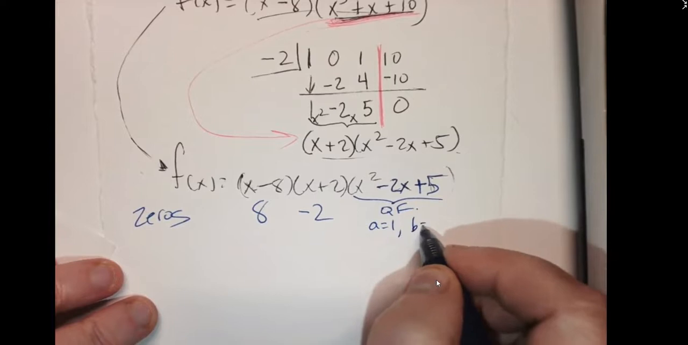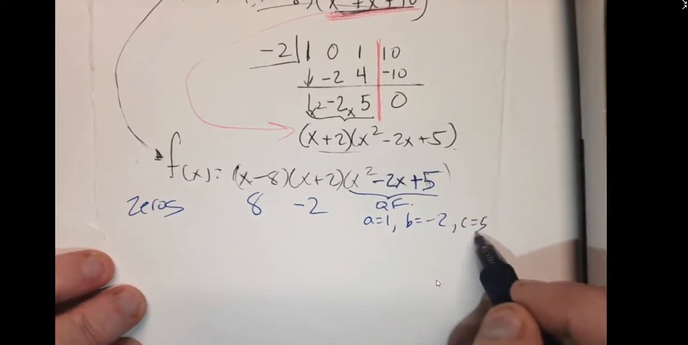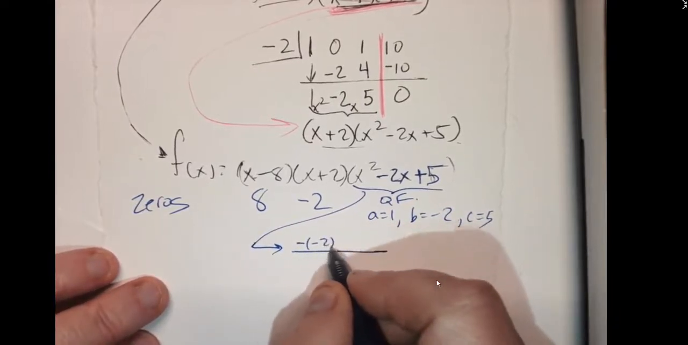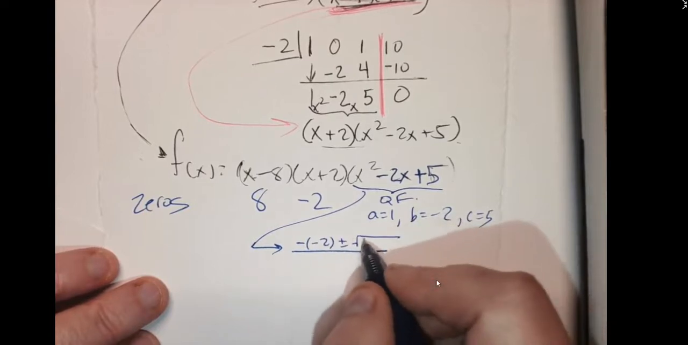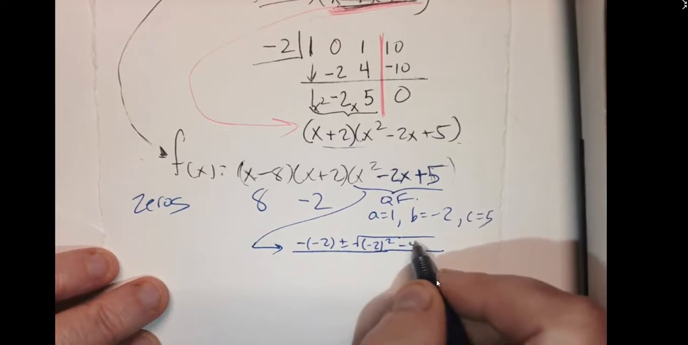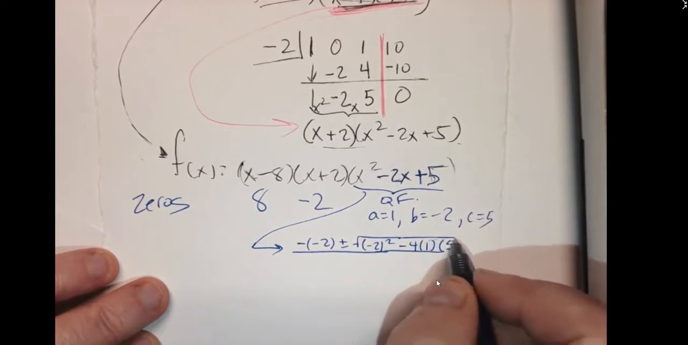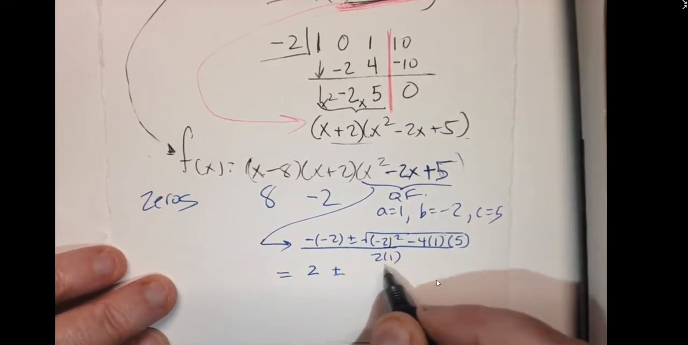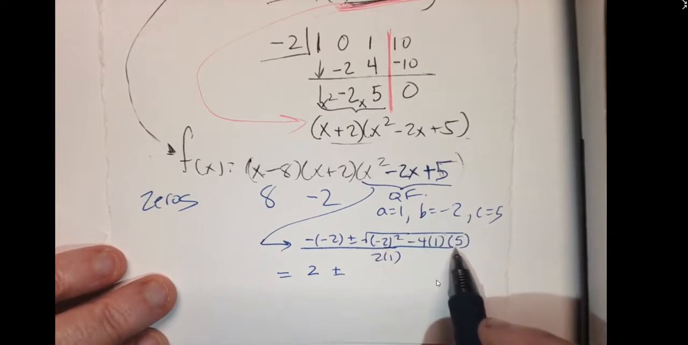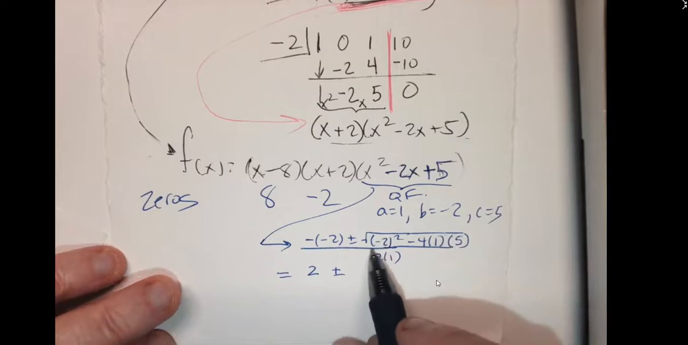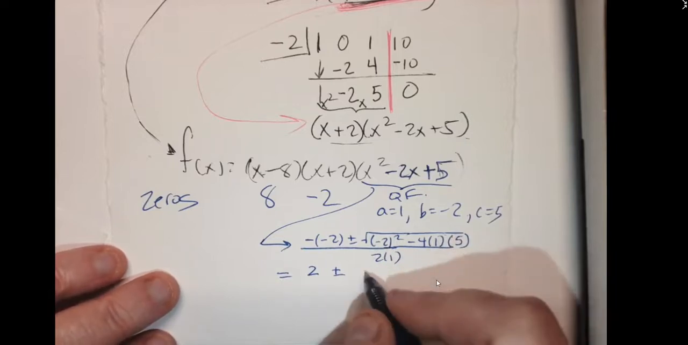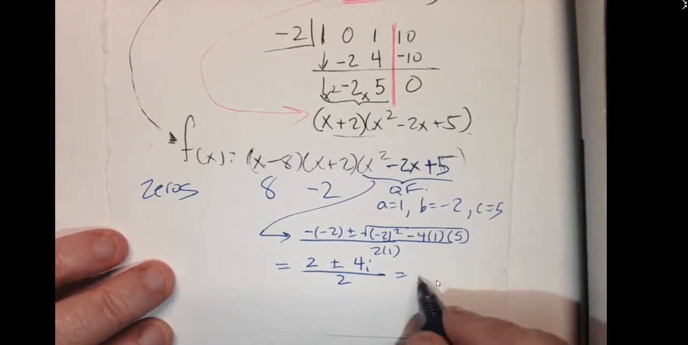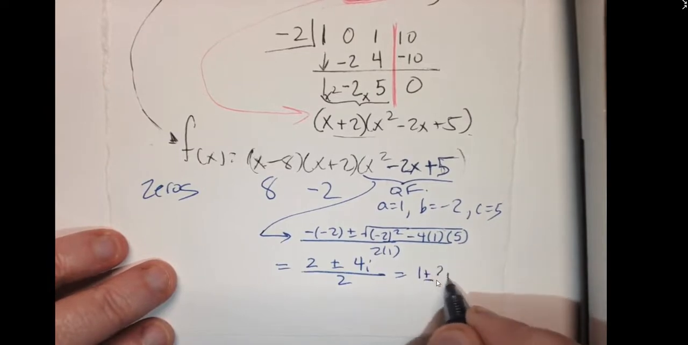So a is 1, b is -2, and c is 5. And so the other zeros are going to be -b plus or minus the square root of b squared minus 4 times a times c, all over 2 times a. So it's going to give me 2 plus or minus the square root of 4 minus 20, which will be -16. And the square root of -16 is 4i. And then with cancellation, I'm going to have 1 plus or minus 2i.